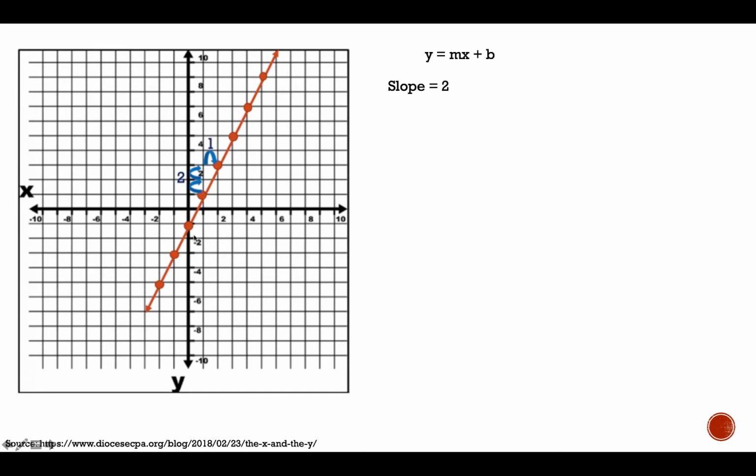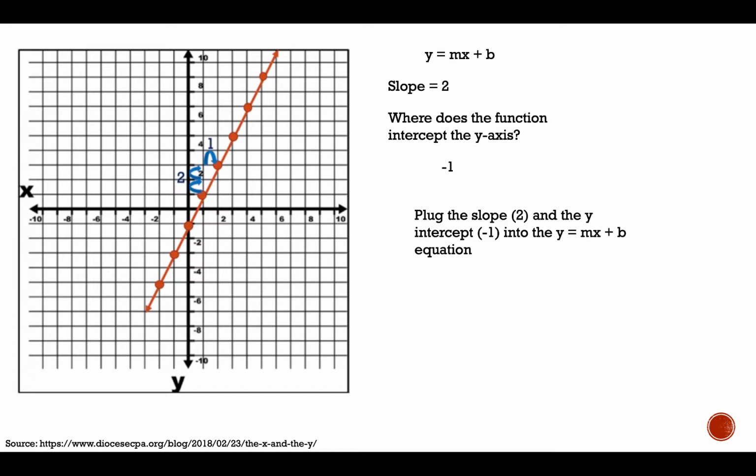So in this case, it hits right here at -1. So what we will do is we will plug in our slope, which is 2, to our m, and our y-intercept, which is -1, to our b, into our y equals mx plus b equation. So our equation for this function would be y equals 2x minus 1.